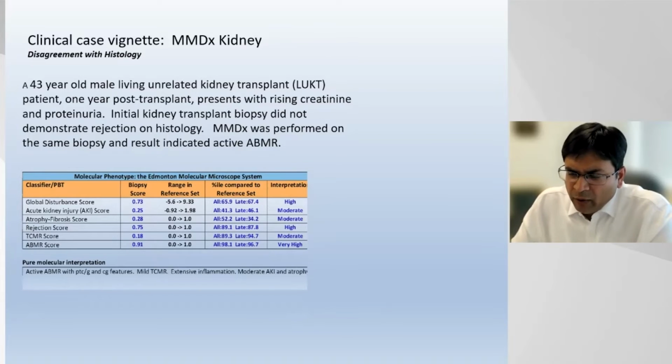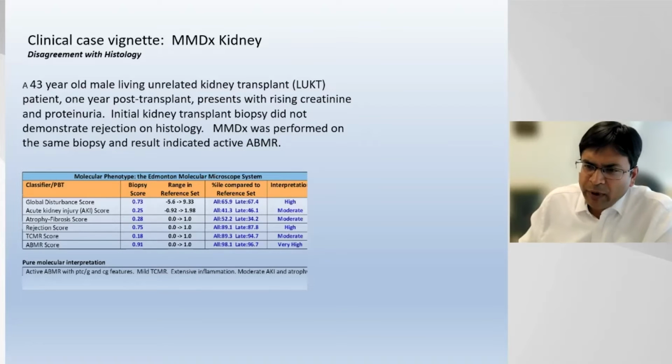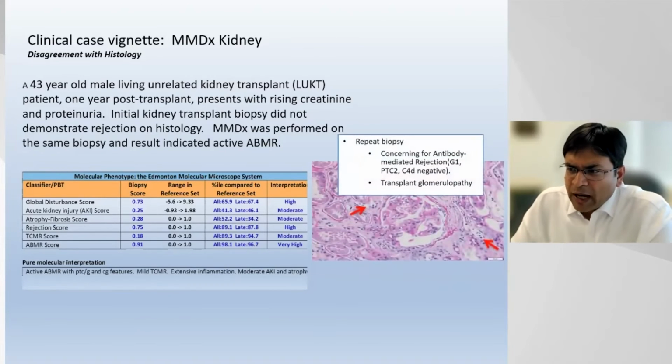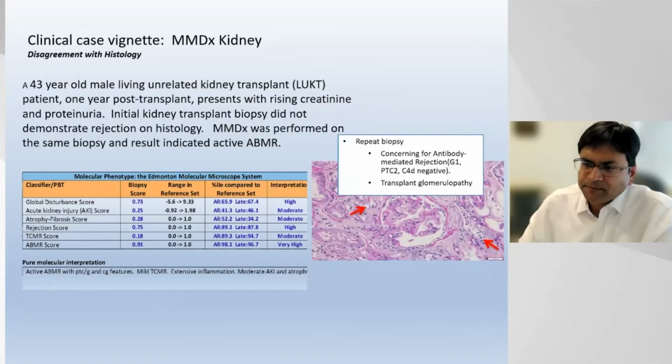As you may have heard me say before, this was one of our very early cases. Therefore, we proceeded to do a second biopsy for this patient. And on this biopsy, we did find findings concerning for antibody-mediated rejection, even on histology. So the idea here is that the initial histologic test may have been false negative, and that's known because tissue diagnosis can be focal in origin.